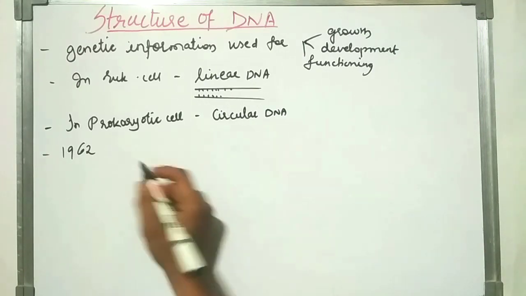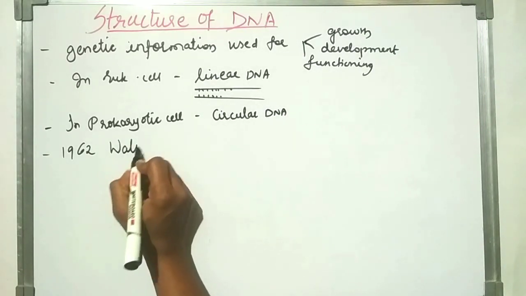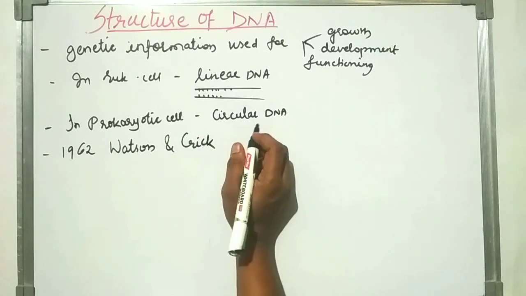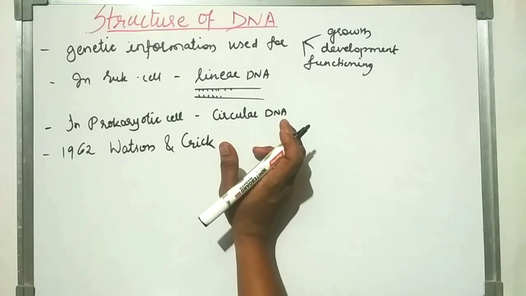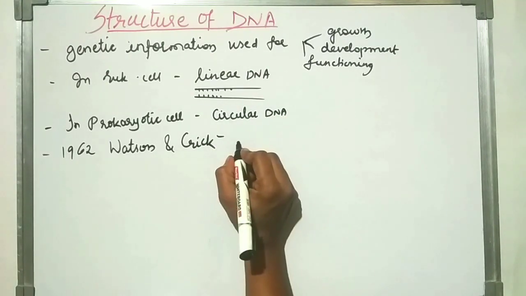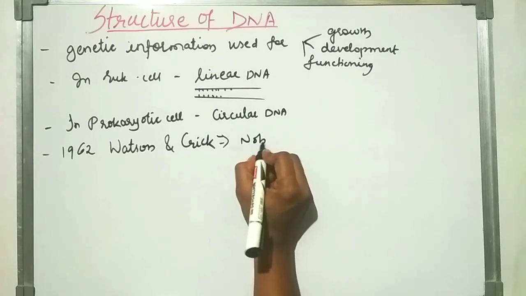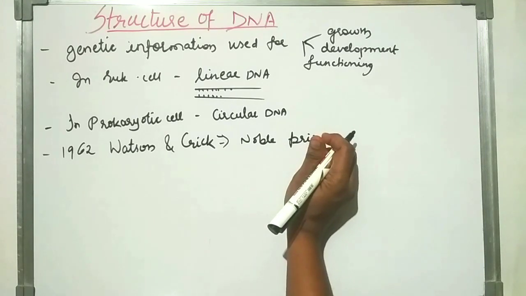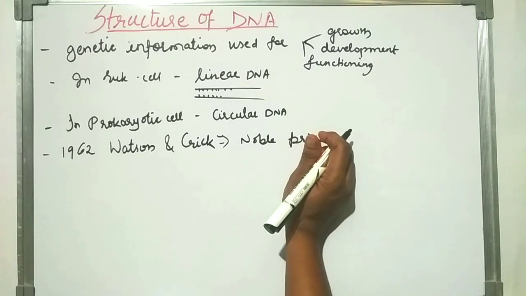But the Franklin images allowed James Watson and Crick to create the famous two-strand double helix model. So the two scientists, Watson and Crick, got the Nobel Prize. Rosalind Franklin had died by that time, that's why she didn't get the Nobel Prize. They presented the DNA structure in 1953 only. After a long gap, from 1953 to 1962, they got the Nobel Prize in 1962.